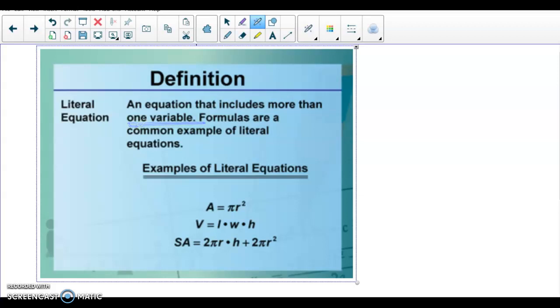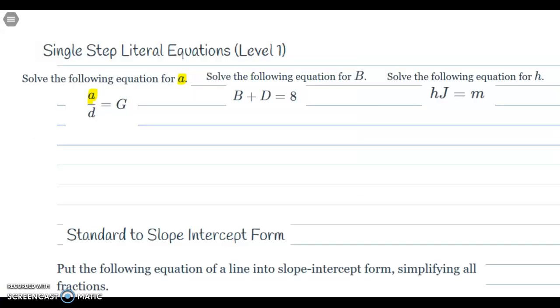So here's some examples here, one for area, one for volume, one for surface area. Notice how they have more than one unknown, okay? And you can have numbers included, but it's still a literal equation if you have more than one unknown variable. So let's take a look at a few examples and solve.